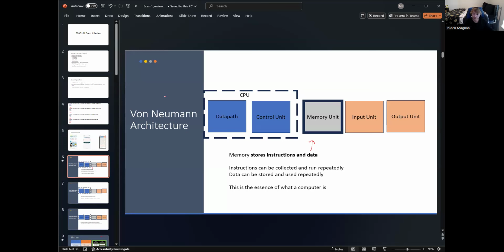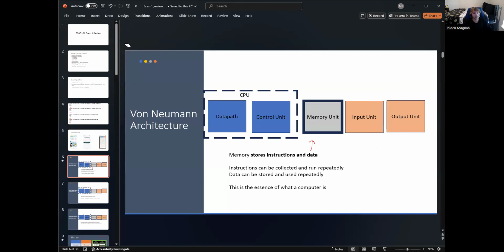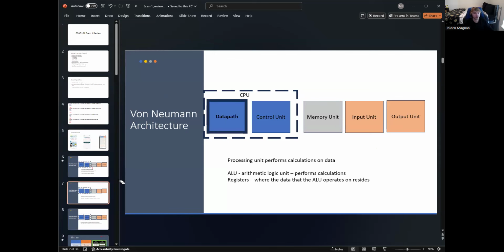He could have decided to have instructions in one area and data in another, and separate it that way. But he decided, okay, let's just keep instructions and data both in one place and then interface this with our data path and our control unit. So your data path is where your calculations are actually going to happen. This is where your ALU is.